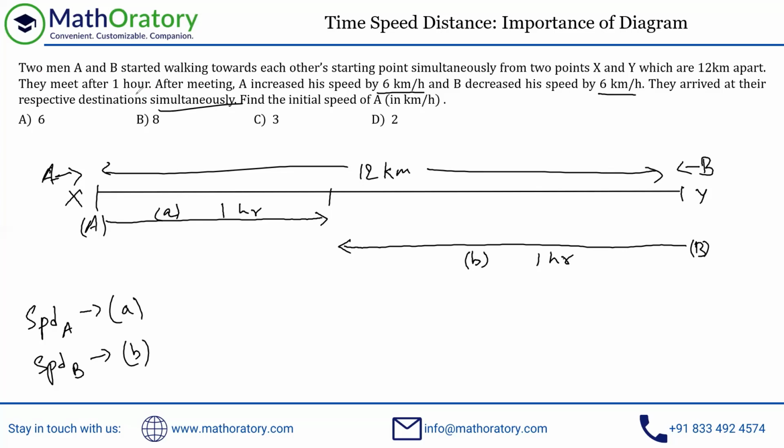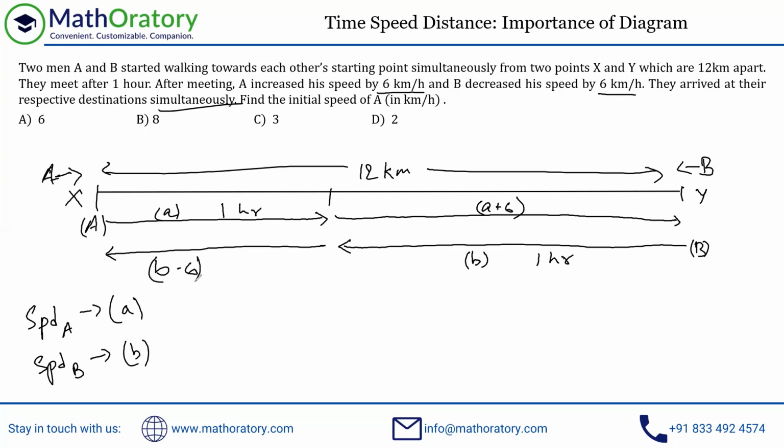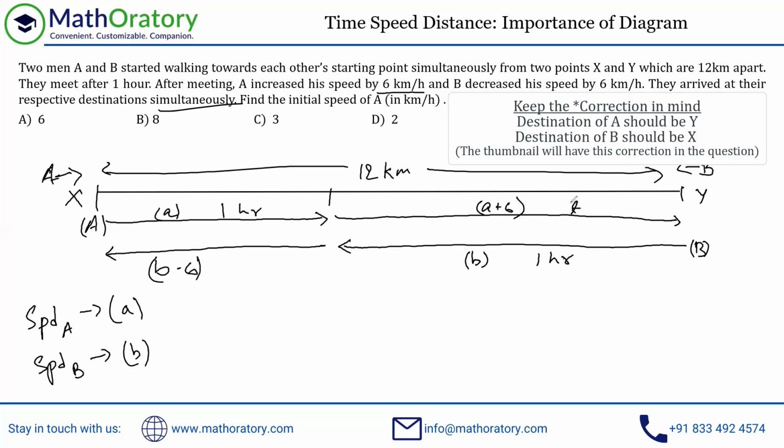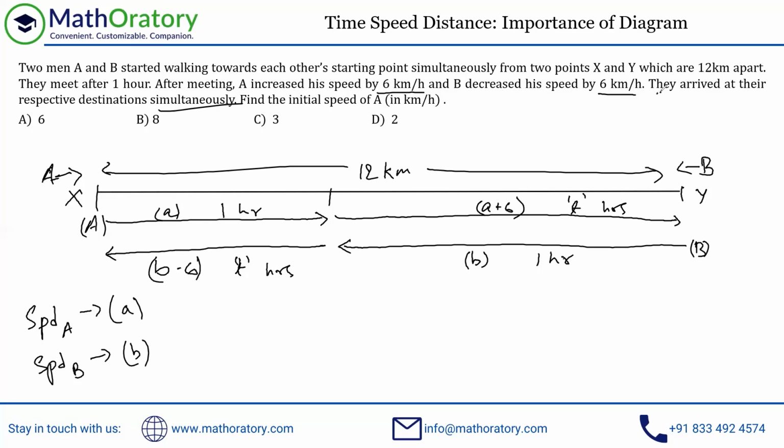Now, after this, what happens? A has covered this entire distance with a speed of a plus 6, right? So A has increased the speed by 6 and B has covered this entire distance with a speed of b minus 6, right? And because of this, A covered this distance in some T hours and B has covered this distance also in T hours, because that is what the question mentioned. So just read this part. They arrived at their respective destination simultaneously.